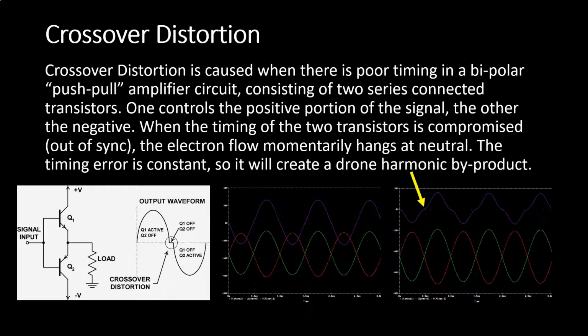Looking at the two wave diagrams on the right, the left one is showing a perfect sine wave output, the purple wave, and on the right you can see what happens when that crossover distortion is present. It changes the shape of the wave, which will be audibly different.